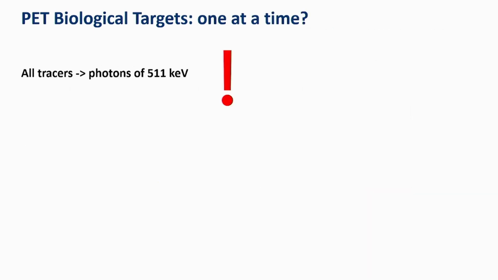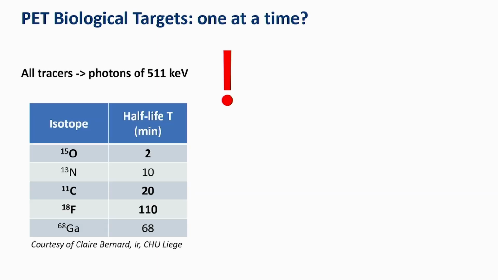A very important point I would like to make is that we can image, right now, only one tracer at a time. This is because, as I said, all tracers, once injected, emit their positron, which emits the electron, and they emit photons, which are at 511 kiloelectron volts. So there is no way to differentiate, at least based on this, between different tracers. There is some experimental work going on, but right now we image one target at a time.